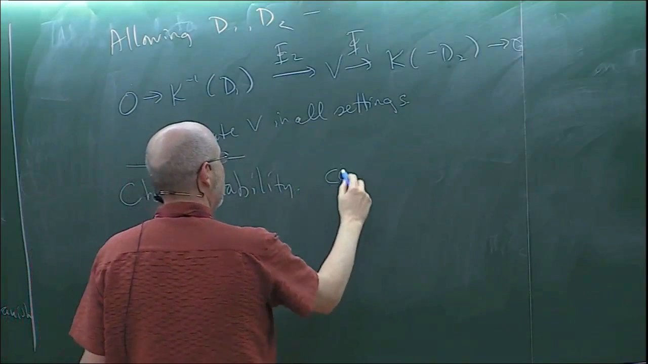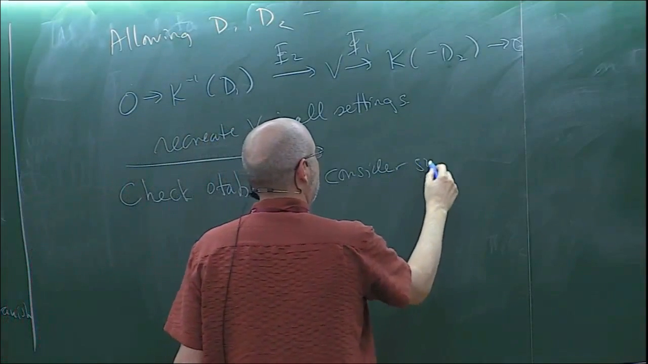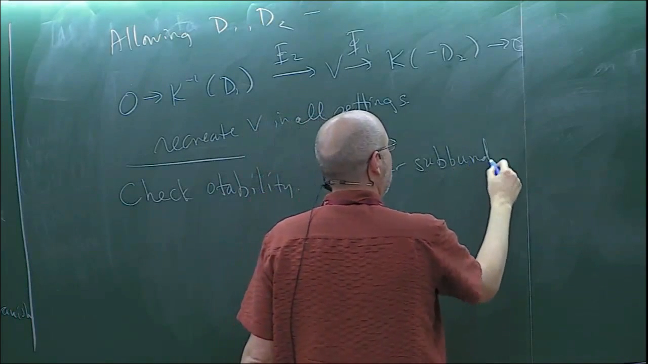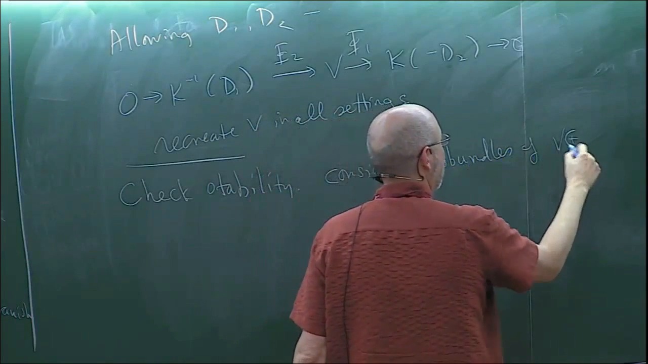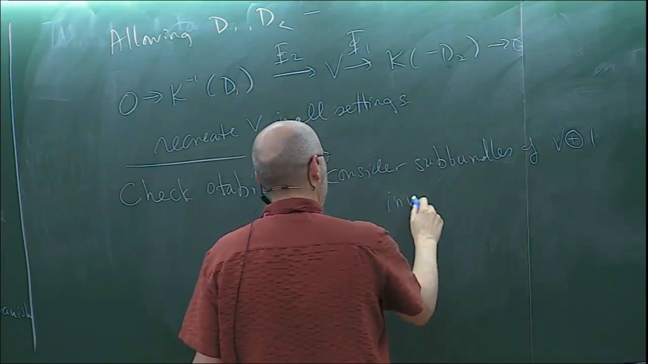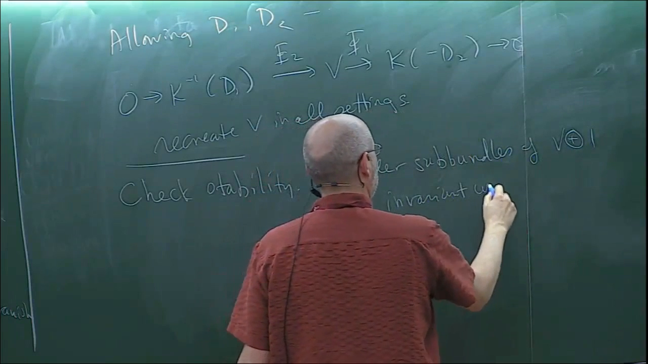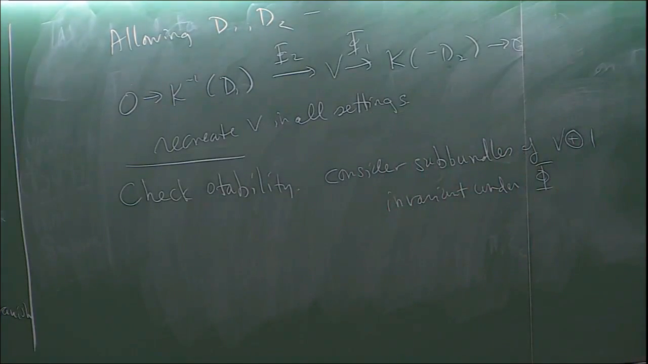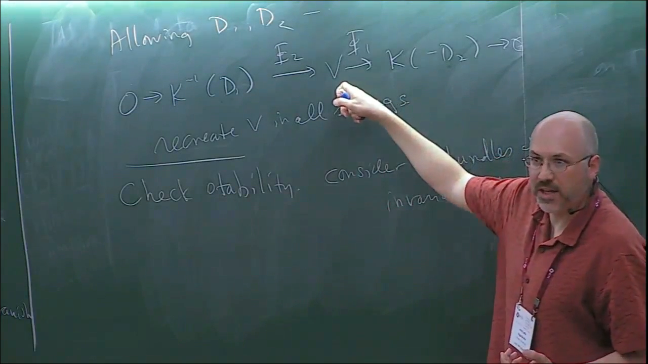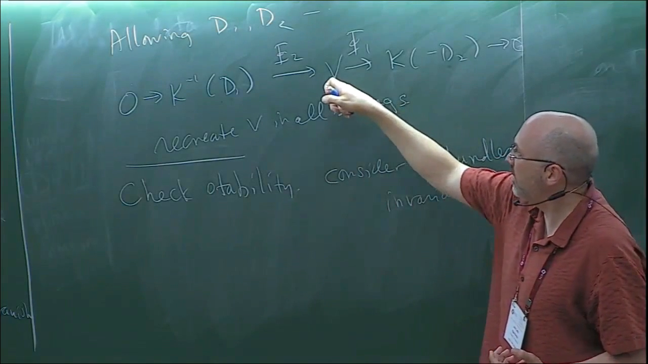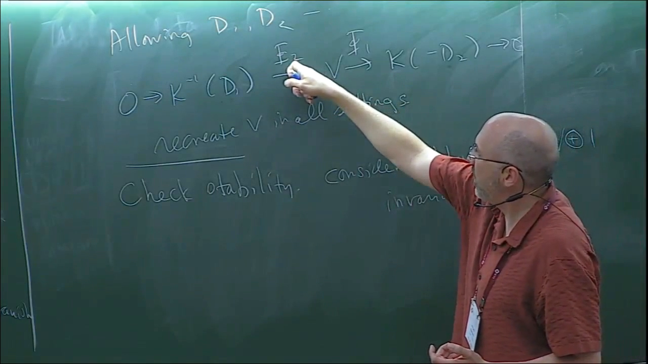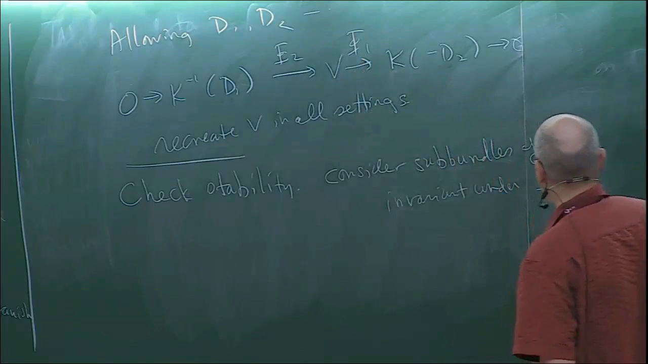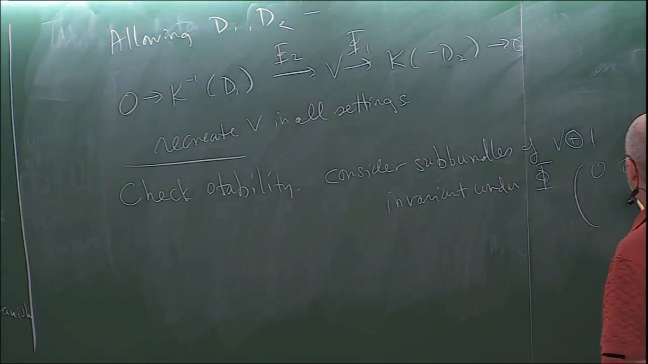you consider subbundles of just V plus 1, which are invariant under phi. But phi is built into the construction of V here, right? So this is just going to be a standard injection of bundles, and this is going to be a standard surjection. So it's going to be something like this, and again, I may put these in the wrong places. This is just going to be this.